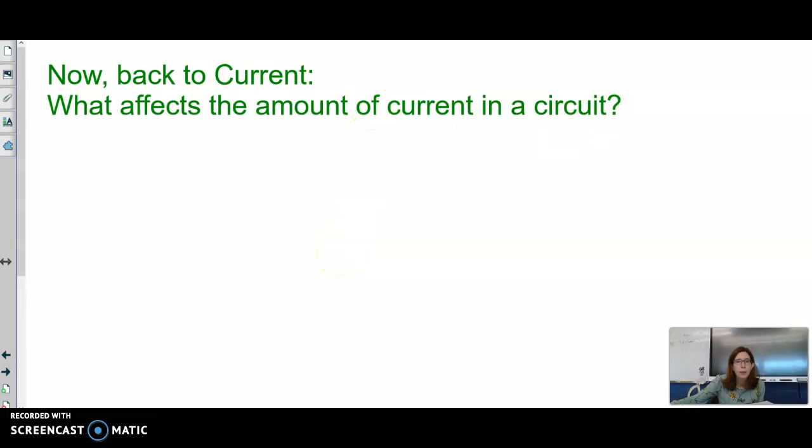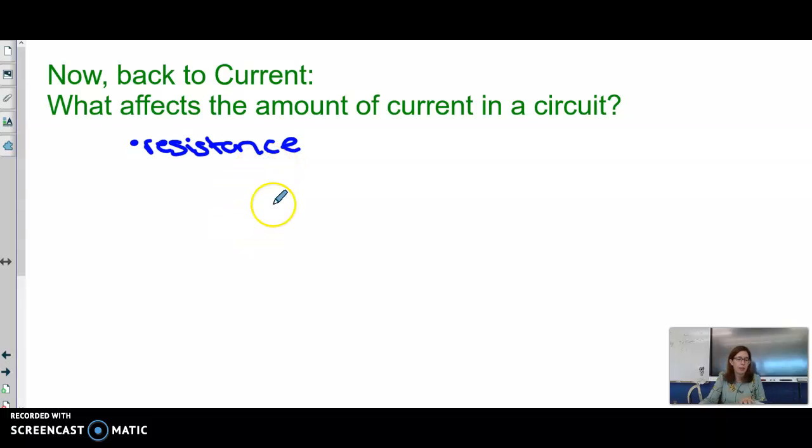Okay, so now getting back to current, remember that there were two things that we said are going to affect the amount of current in a circuit. One is the resistance that is attached to that circuit. So that's where we're talking about things like, does it have a longer length, bigger cross-sectional area, what materials are attached, what's the temperature. All of those things are going to affect the amount of current.